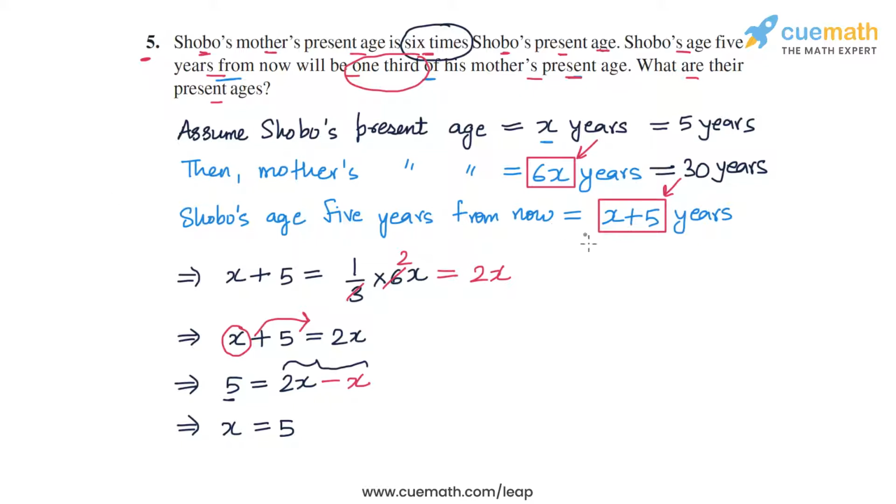Now let's see whether this answer is correct. Shobo's age 5 years from now will be x plus 5 or 10 years, and we see that this age 5 years from now, 10, is 1/3 of the mother's present age, which is 30, and this is what is given to us in the problem statement. So the answer, 5 years and 30 years, is correct, and this completes question number 5.